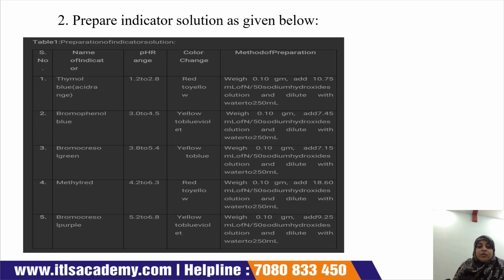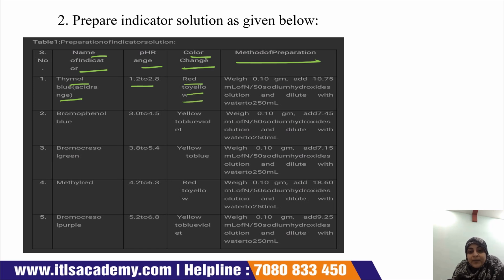Now the next is to prepare an indicator solution as follows. After that we have to prepare an indicator solution. The first column is for the name of the indicator, then pH range, then color change, then the method of the preparation. So the first indicator that we have to prepare is thymol blue acid range. Its pH will be in the range of 1.2 to 2.8 and the color will be red to yellow.